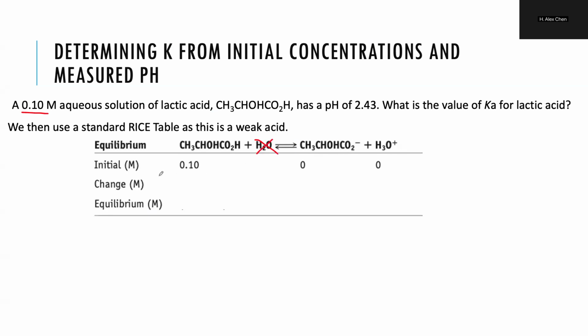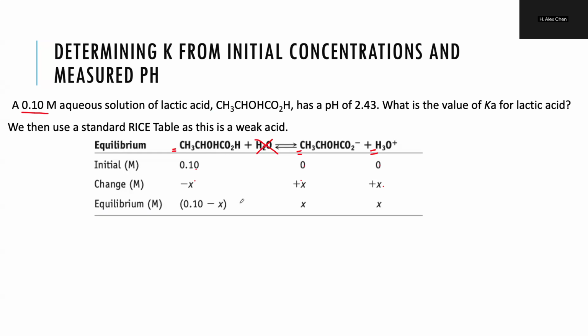For change, remember that for any change, plus or minus, we only consider the stoichiometric coefficients. Here the coefficient is 1, 1, and 1. Reactants are being consumed and products are being created, so the reactants are always negative and the products are always positive. If you're still paying attention at this moment, email Mr. Chen why the reactant is negative. For equilibrium, you just sum up the first and second rows. So in this case, it will be 0 plus x, 0 plus x, 0.1 minus x.